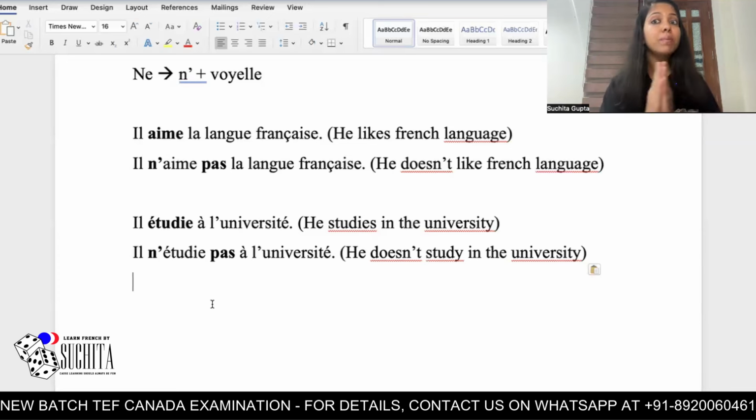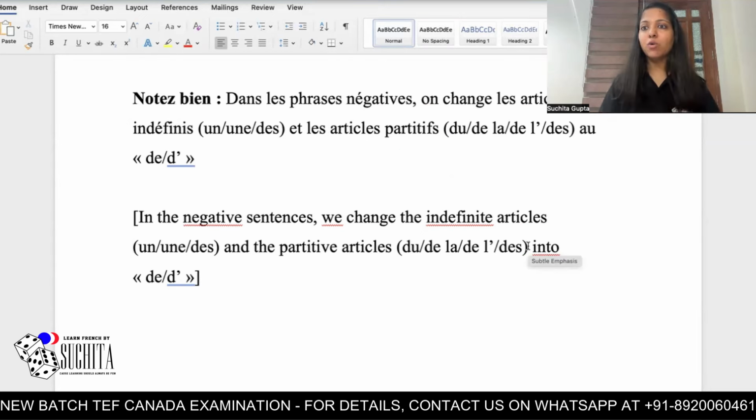Put ne before the verb and pas after the verb. But since étudier was beginning with the vowel E, ne changed into an apostrophe. And it actually becomes one word, n'étudie. Il n'étudie pas à l'université. Now, there is a new rule in front of you. Dans les phrases négatives, on change les articles indéfinis et les articles partitifs au de.